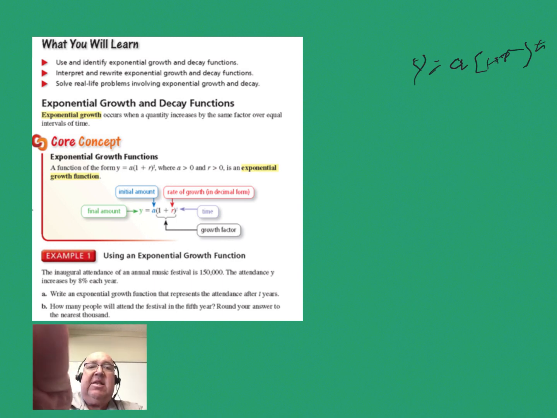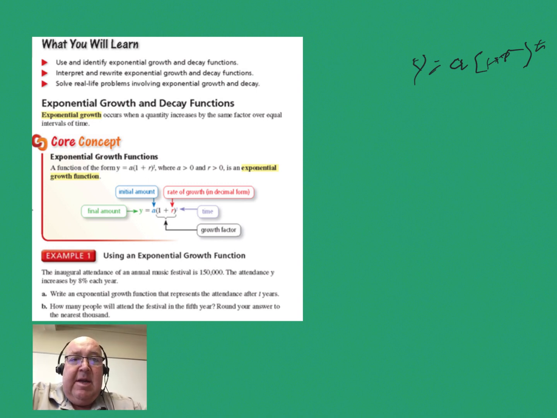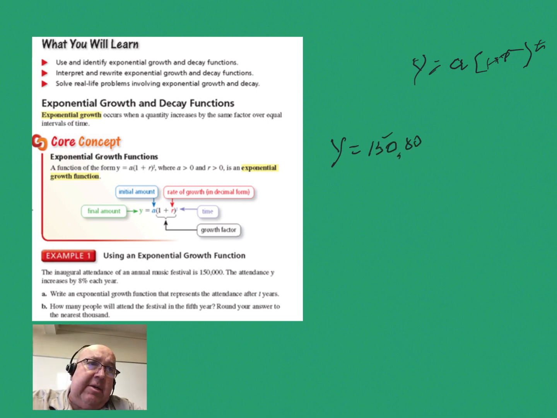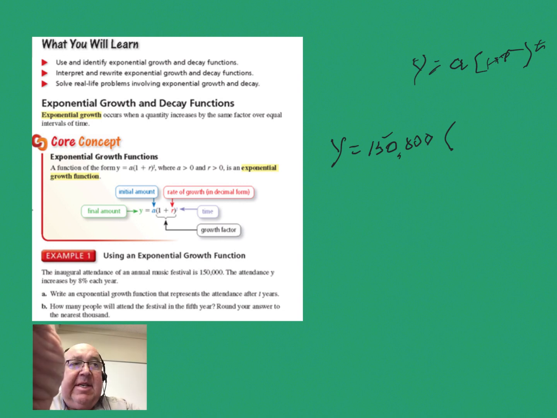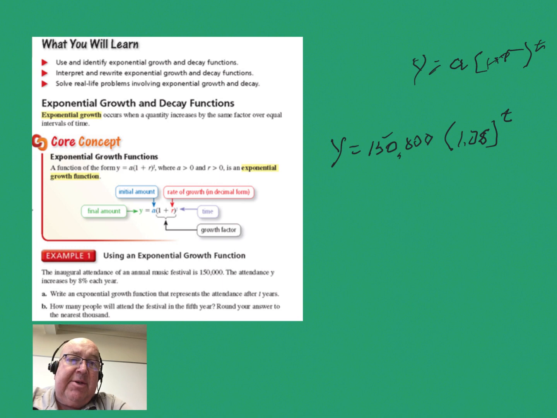So we're asked in this first part to, okay, the inaugural attendance at an annual music festival is 150,000. The attendance increases by 8% a year, so we want to write a function that models that. We're going to get y equals 150,000, and then we're going to add 8%, which we turn into a decimal, and it becomes 1.08 after we add it to 1, and then t for the number of years.